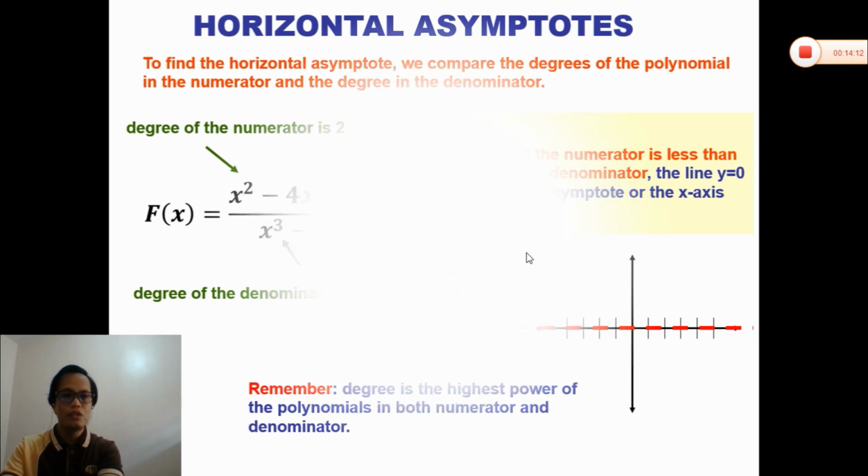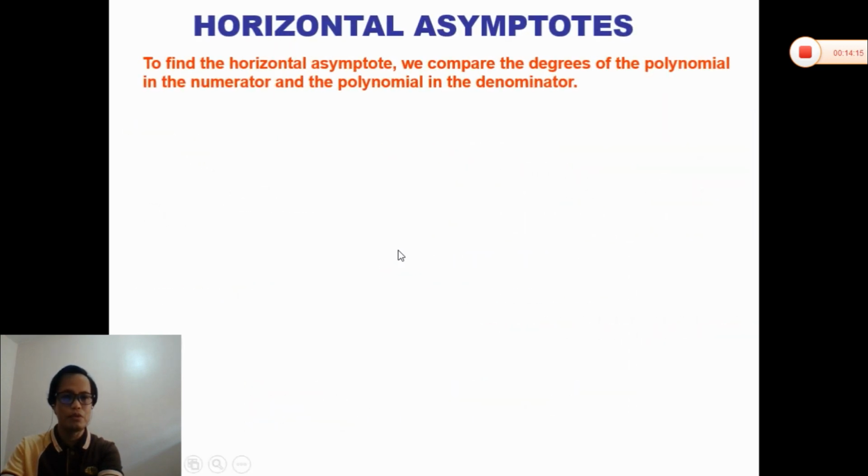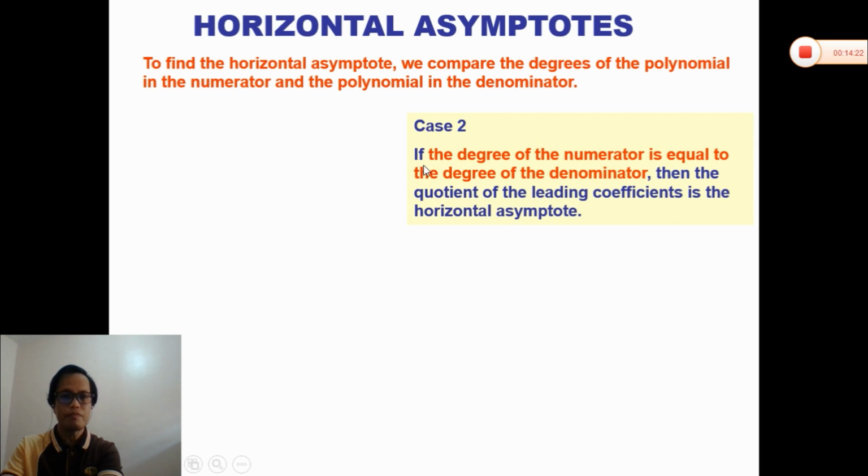Let's proceed to case number 2. Again, we compare the degrees of the polynomials in the numerator and denominator. If the degree of the numerator is equal to the degree of the denominator, then the quotient of the leading coefficients is the horizontal asymptote. So let us have this example: h of x equals 4x plus 3 over 2x minus 1.